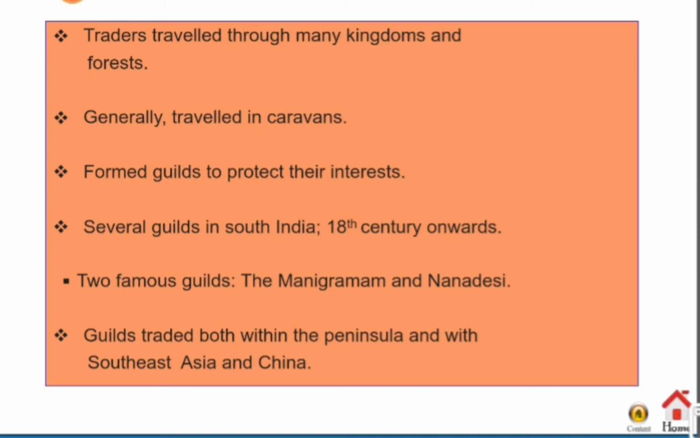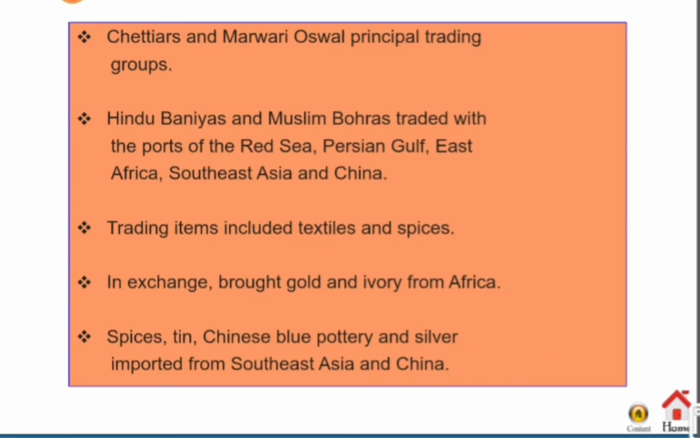They formed guilds to protect their interests. During the 18th century and after, there were several guilds in South India. Two famous guilds of South India were the Manigramam and Nanadesi. Guilds traded both within the peninsula and with Southeast Asia and China. Chettiars and Marwari Oswals were principal trading groups.